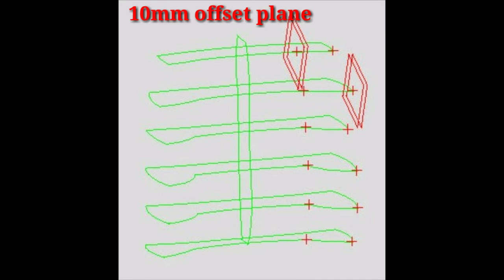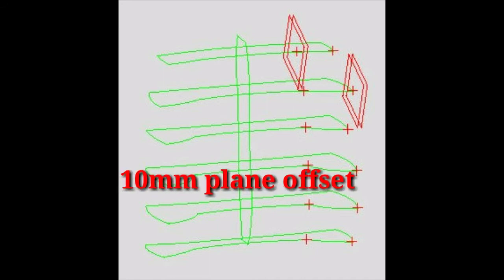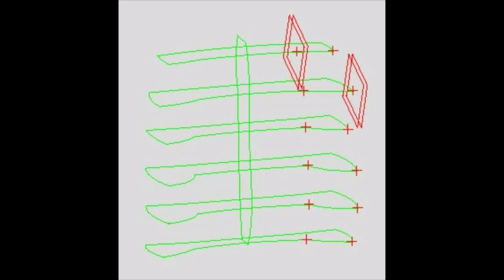You can see these are the two planes. One is passing through that point and is offset by 10 mm. Similarly, you can see the point is passing through the plane, and that plane is offset by 10 mm.